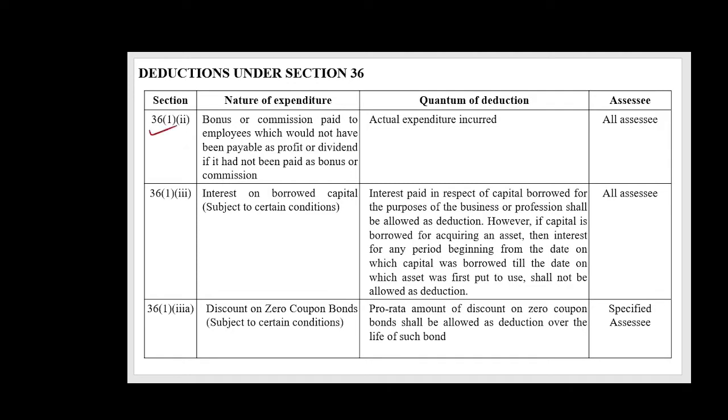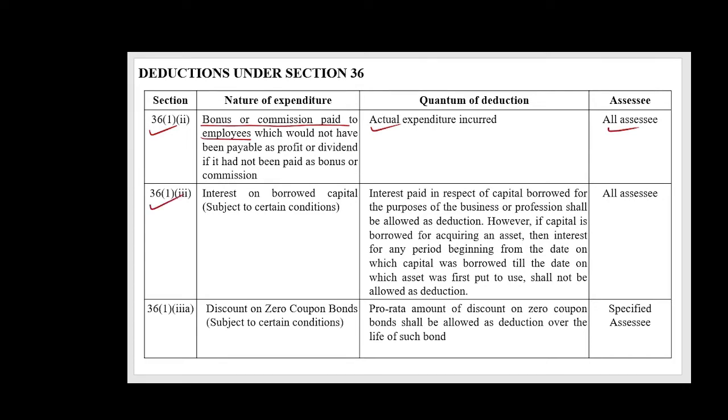Section 36, subsection 1, clause (ii) is in relation to bonus or commission paid to employees, which would not have been payable as profit or dividend if it had not been paid as bonus or commission. Again, the quantum of deduction is actual expenditure incurred and it is available as deduction to all assessees.